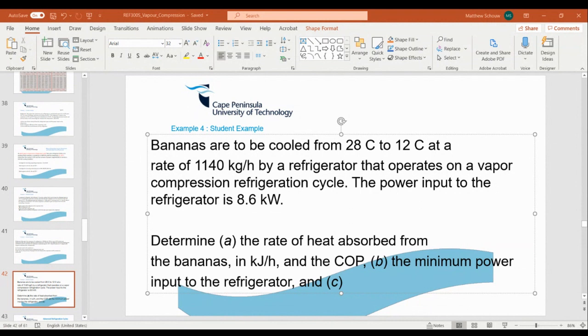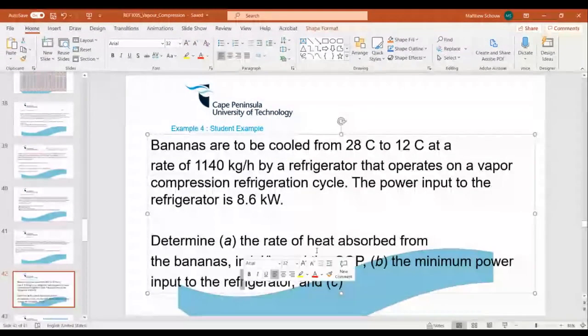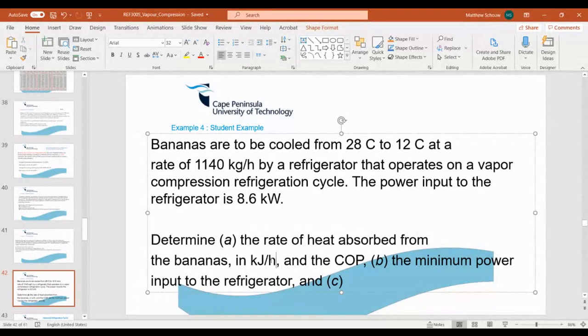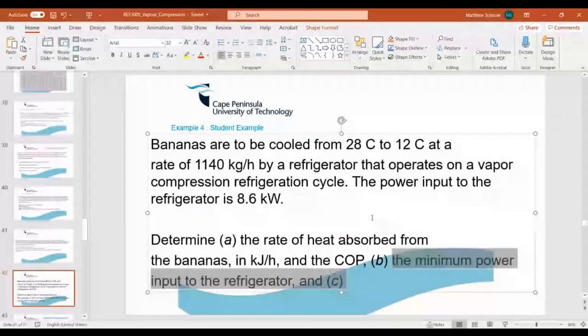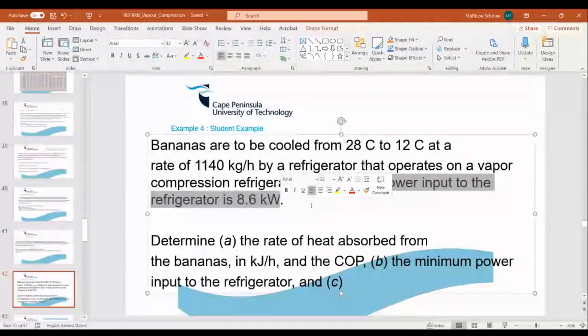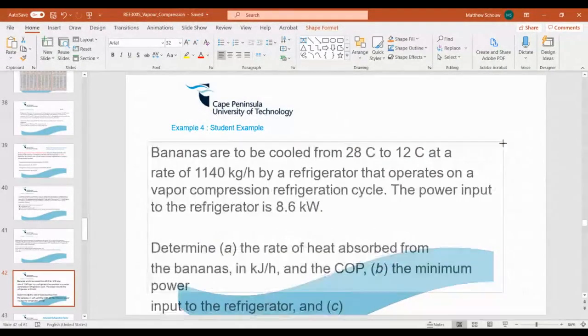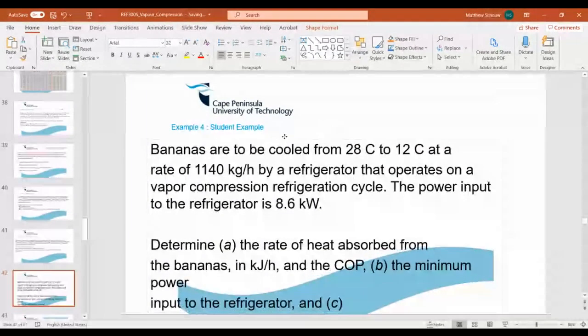The idea is that this here is your QL, right? You need to find basically QC, and you have to find the power. And we have WC, and the bananas are cooled from 28 to 12. I wonder if you guys can solve something like this.